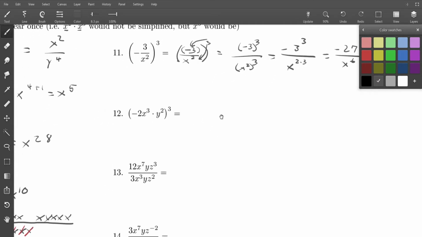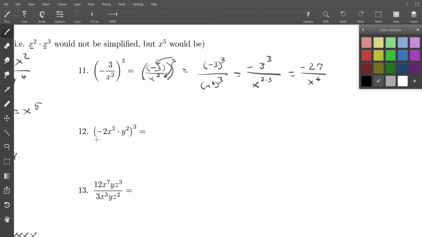So now we can move along to problem number 12. So here, we don't have really anything to do on the inside here, but I'm going to rewrite it just so that I'm grouping things together in the right way. And here we do need to simplify because, again, we have a power, some stuff on the inside with powers raised to another power. So we want to simplify that. So this is just equal to negative 2 times x to the third times y squared, all raised to the power of 3.